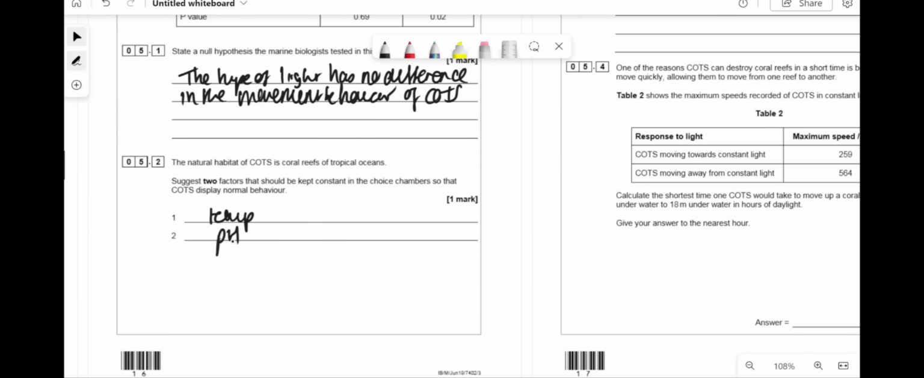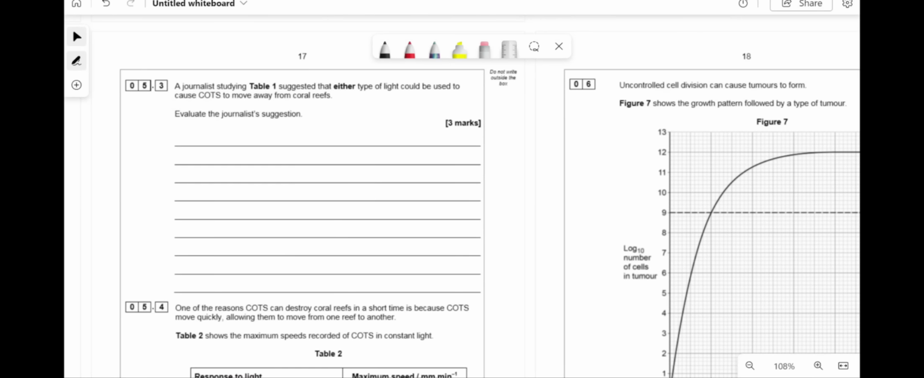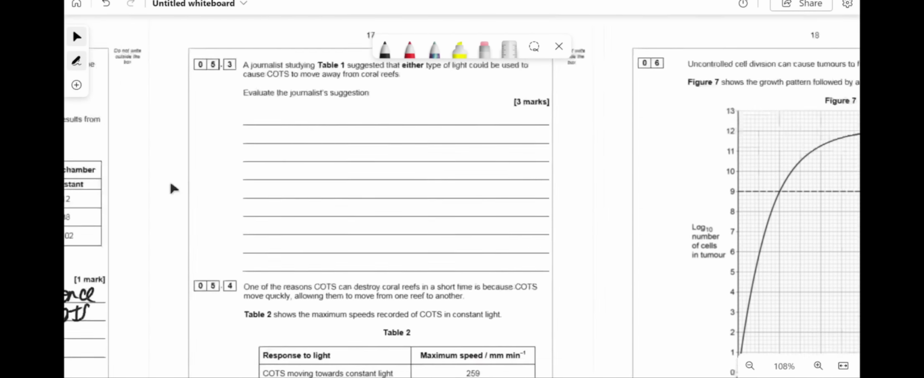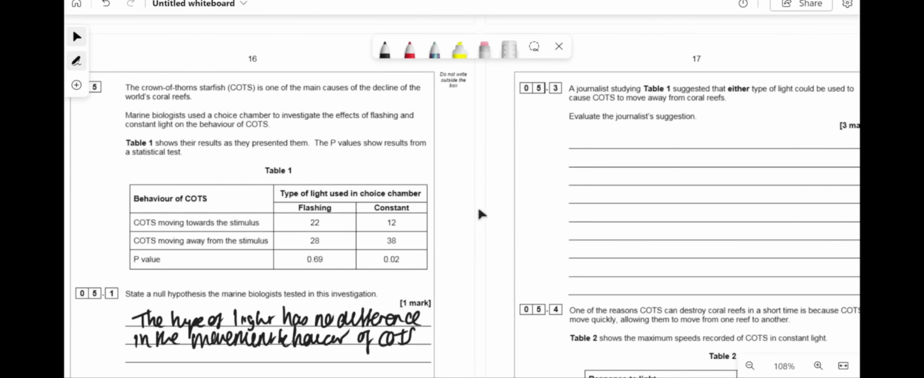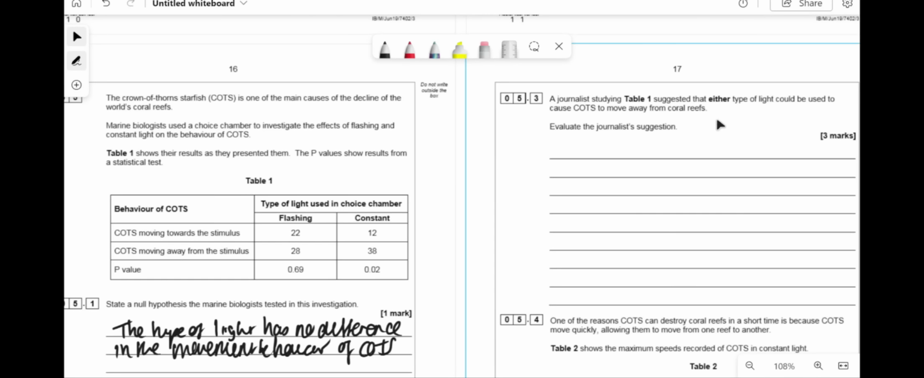distribution of food. A journalist studying Table 1 suggested that either type of light could be used to cause carps to move away from coral reefs. Evaluate their conclusion. So, suggested that either type of light could be used to cause carps to move away. Now, I thought this meant initially using a light somewhere else and dragging them away from there, but it actually means putting the light in there and getting them to basically move away.